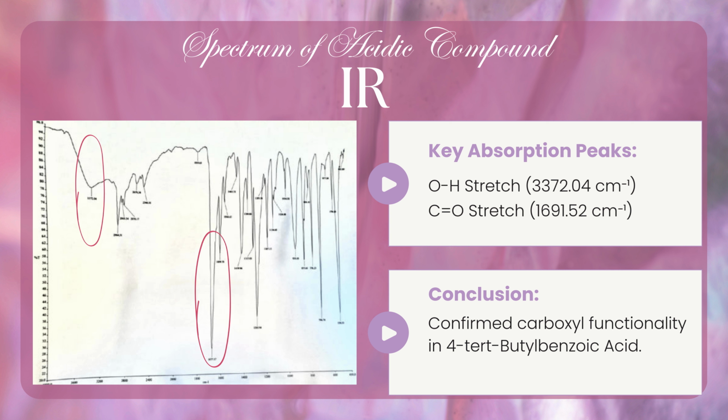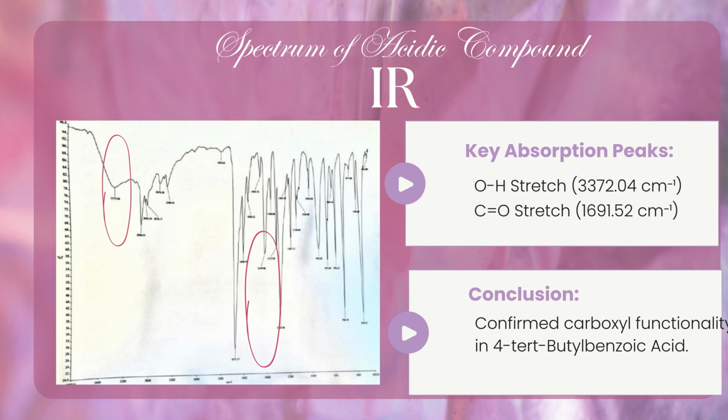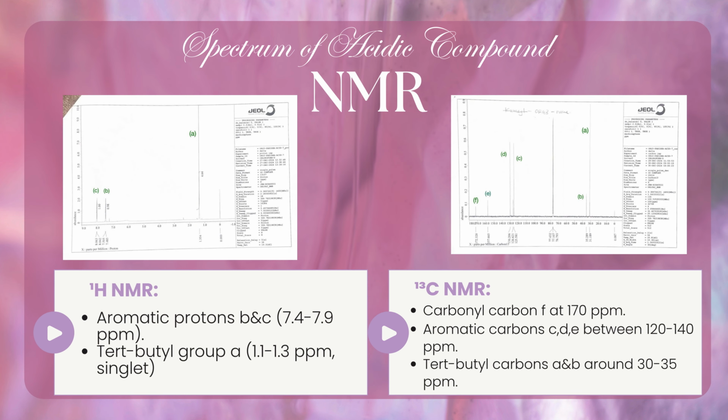And the rest of the spectrum also shows typical aromatic stretching vibrations around 1600 cm⁻¹, which confirms the presence of the benzene ring, and this combined result from the IR spectrum gives me a strong indication that the compound was 4-tert-butyl benzoic acid. And next, I examine the H1 NMR spectrum of the compound.